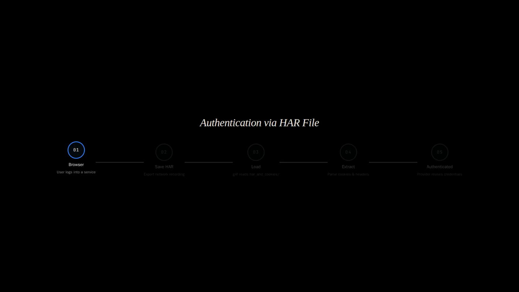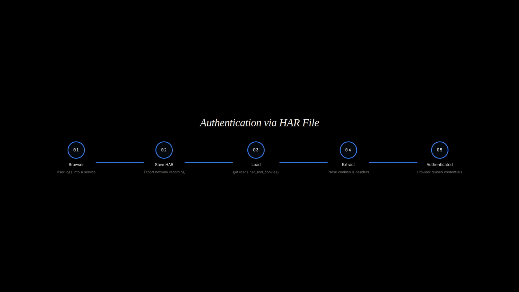Authentication is really flexible. One common flow uses HAR files. You log into a service in your browser, save a network recording, drop the HAR file into a specific folder, and G4F reads it to extract your cookies and headers. Now the provider can reuse those credentials to make authenticated requests without you having to log in every time.